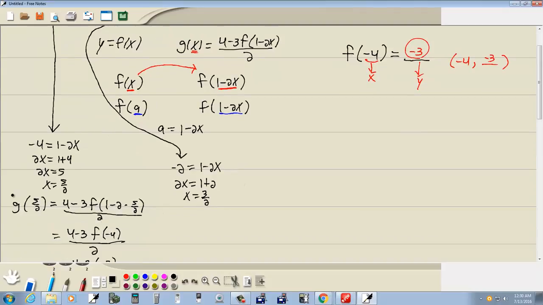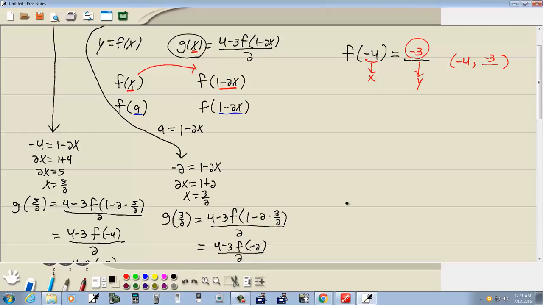Now again, this x we just found is the new x that goes into our g of x. So we're going to have g of 3/2 equals 4 minus 3 f of (1 minus 2 times 3/2) all over 2. So we've got 4 minus 3 f of (1 minus 3), since the 2's cancel, which is -2, all over 2. So we want to find f of -2.